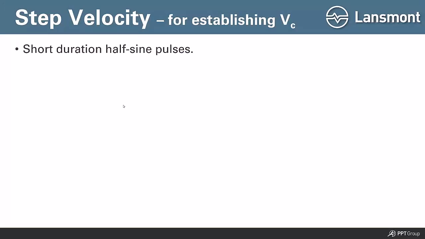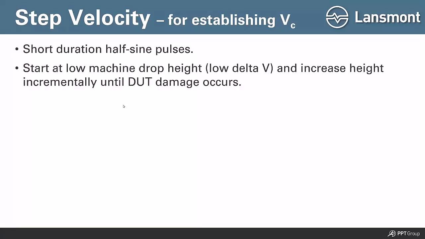The first type of testing that we would perform as part of this damage boundary testing, or fragility testing, is called step velocity testing. We do that to establish a value called the critical velocity change. We use the short duration half sine pulses. We start the machine at a very low drop height, and remember, the height of dropping something is directly proportional to the delta V, or the velocity change, the speed at which it's hitting and or rebounding.